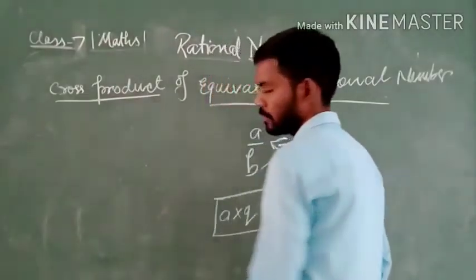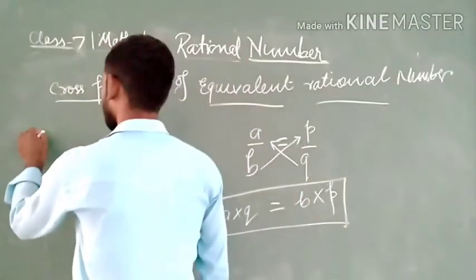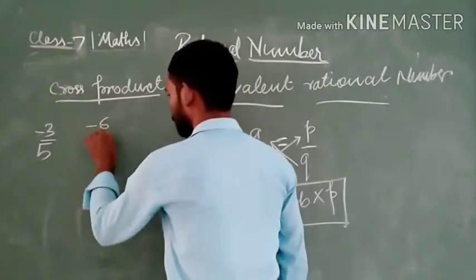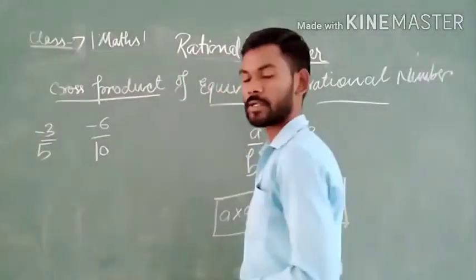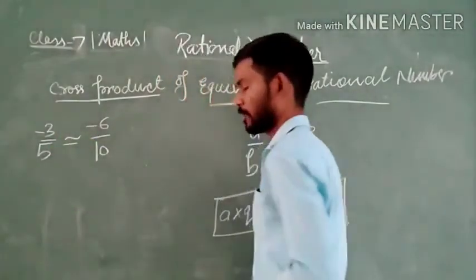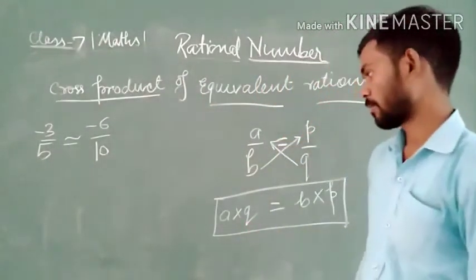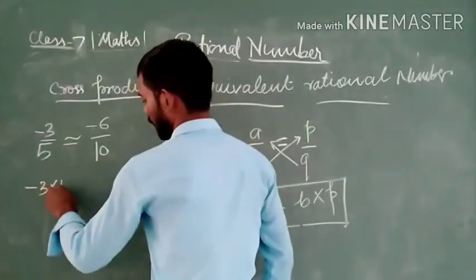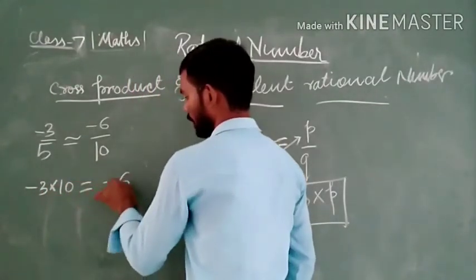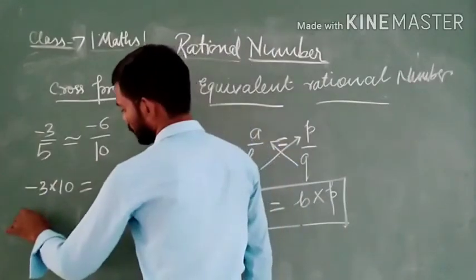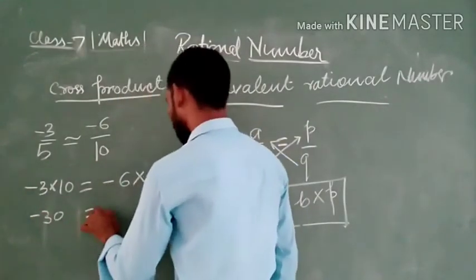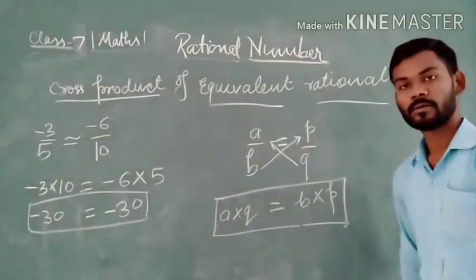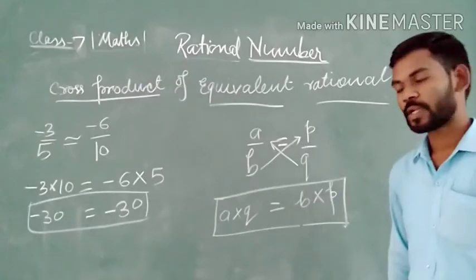So here we can take examples. If we take minus 3 upon 5 as any rational number, and if minus 6 upon 10 is the equivalent rational number of minus 3 upon 5, then by the concept of cross multiplication, we have minus 3 multiplied by 10 is equal to minus 6 multiplied by 5, and hence we get minus 30 is equal to minus 30, which proves that the cross product will be equal when we take two equivalent rational numbers.